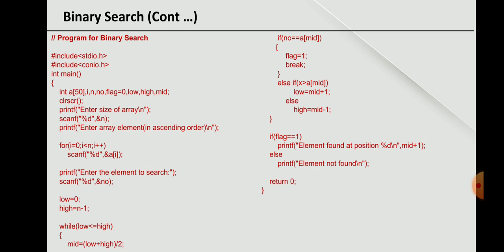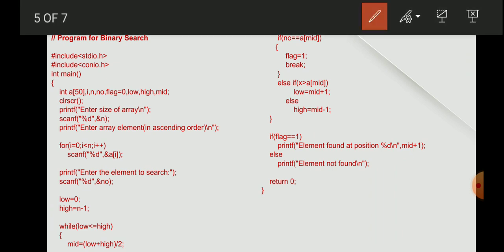So this is the program for binary search. First we started with our declarations. All the declarations are made: the array declaration, variable i for traveling in the loop, n is the size of the array, no is the number which I want to search, flag is just an indicator for found or not found, and low, high and mid, which we will use in the formula.